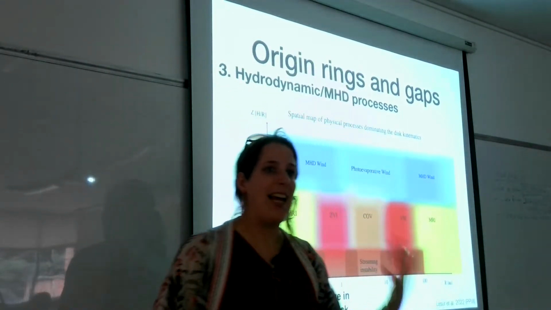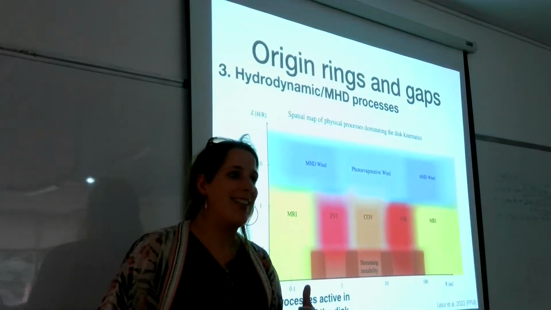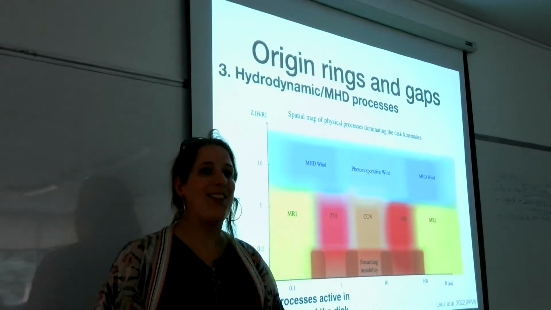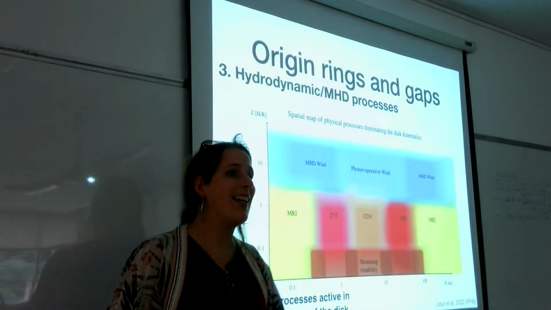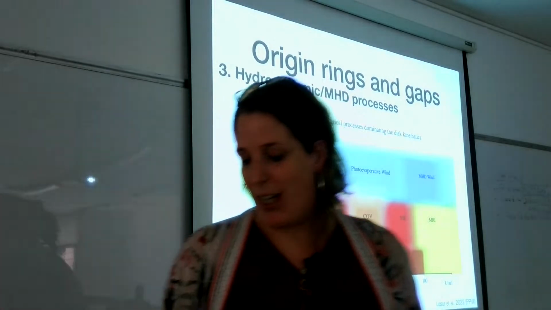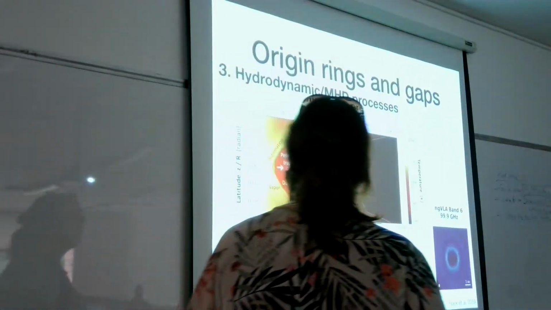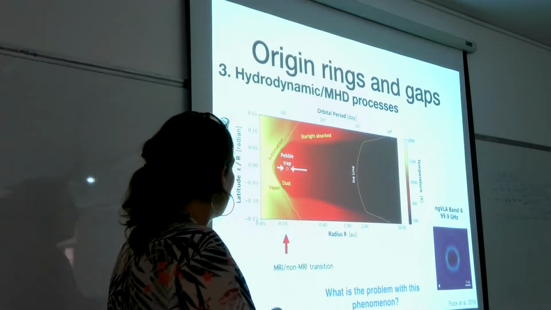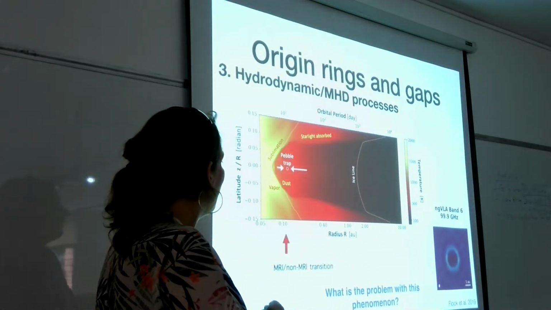It's pretty hard to test them observationally. It's basically only if you can rule out planets and if you can rule out other things, it must be one of these instabilities. But otherwise, it's pretty hard to test them. So, I'm just going to give a few examples. There's one here that is very much in the inner part of the disk.